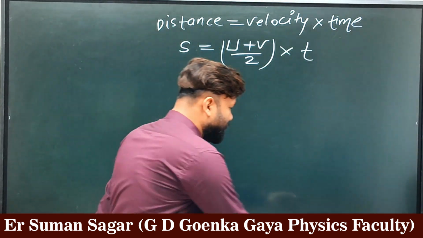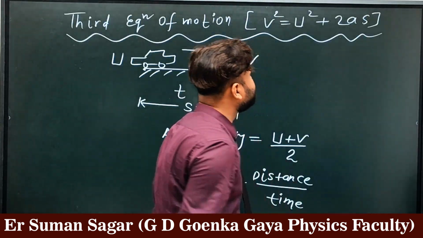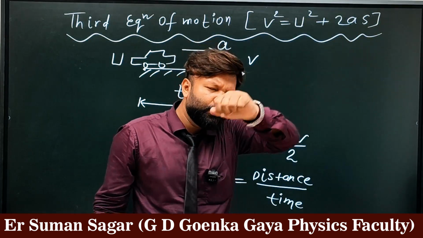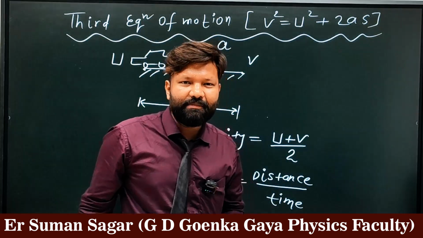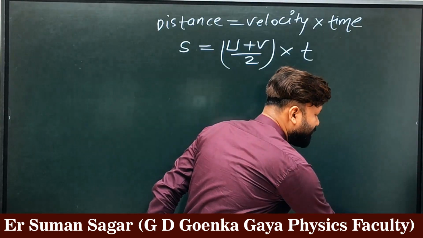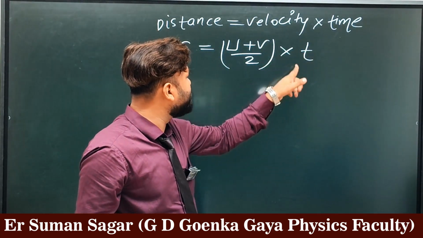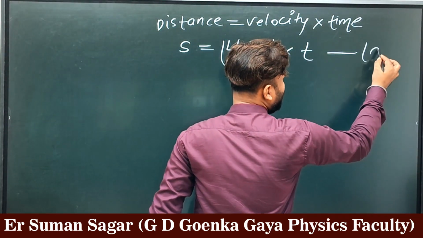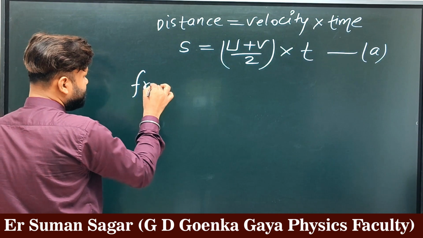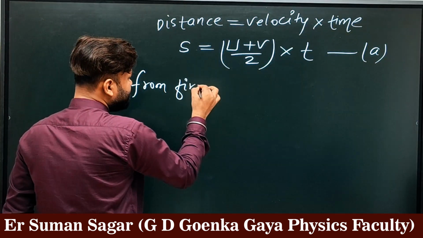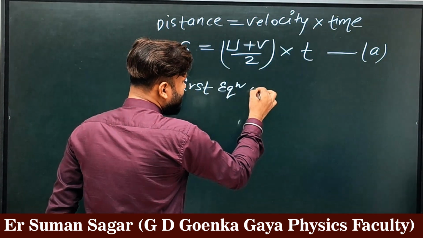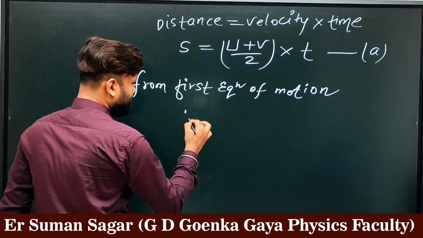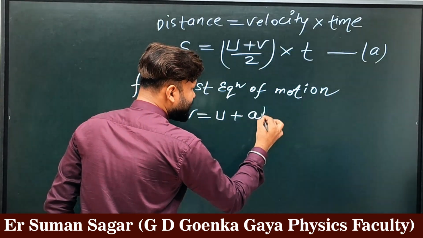One thing I just want to tell you students, in this equation, third equation of motion, v square is equal to u square plus 2as. Now you just tell me, are you finding any time t in this equation? No. So our motive is to remove the value of t, and we put the value of t from first equation of motion. So students, suppose this is the equation A, and from first equation of motion students, that is v is equal to u plus at.